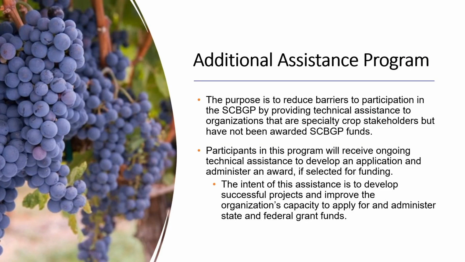The Additional Assistance Program was developed to increase participation in the SCBGP among smaller organizations that may not have the resources, staffing, or capacity to easily apply for and administer a federal grant award. SCBGP funds cannot directly benefit those organizations, but CDFA can provide technical assistance and administrative support throughout the process, including in the development of a concept proposal, which should help participants expand their capacity to apply for and administer grant funds.